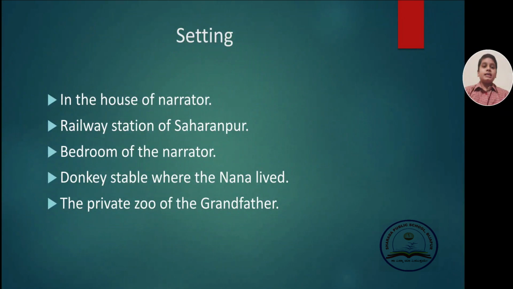So let us see the setting of this story. In the house of the narrator, the railway station of Saharanpur, the bedroom of the narrator, the donkey stable where the Nana lived, the private zoo of the grandfather.